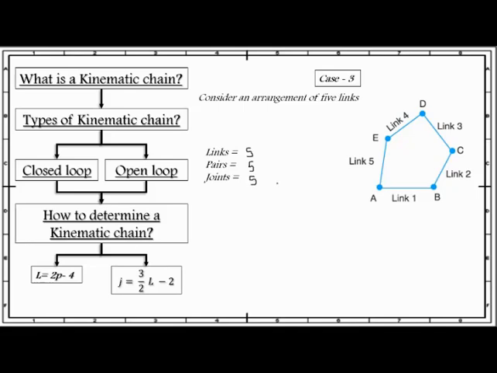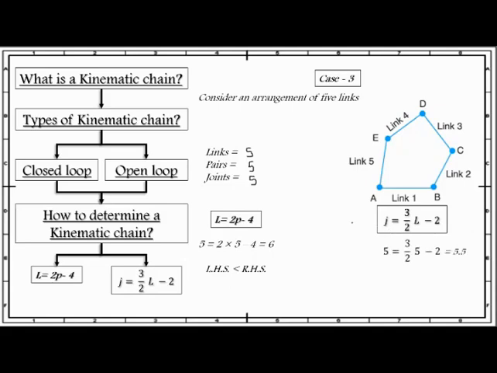Now similarly, substituting all these values into the two given equations, which are used to determine whether this is a kinematic chain or not, we get that the left hand side of the first equation is less than the right hand side. Similarly, when we substitute the values of joints and links into the second equation, the left hand side is also less than the right hand side. Since the arrangement of 5 links does not satisfy the equations, therefore it is not a kinematic chain.